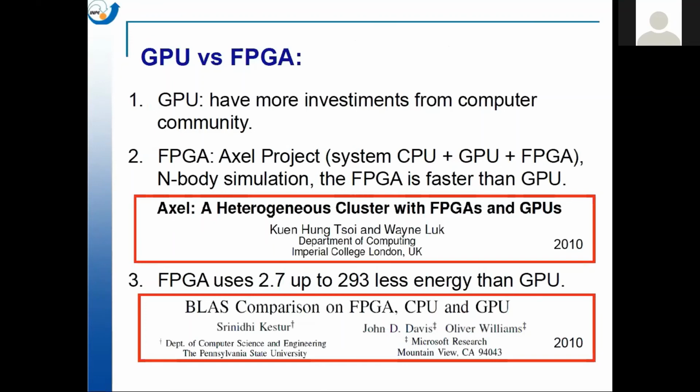For example, this is work by Gwen Choi and Wake Look from Imperial College, and also from the computer department at Pennsylvania State, and Microsoft Research. This is a comparison for basic linear systems on FPGA, CPU, and GPU. But the point here is that the FPGA is much more effective in terms of CPU time, but one very important point is the energy savings for the processing. For the same processing by GPU and CPU, the energy demand is much lower when you are using the FPGA.